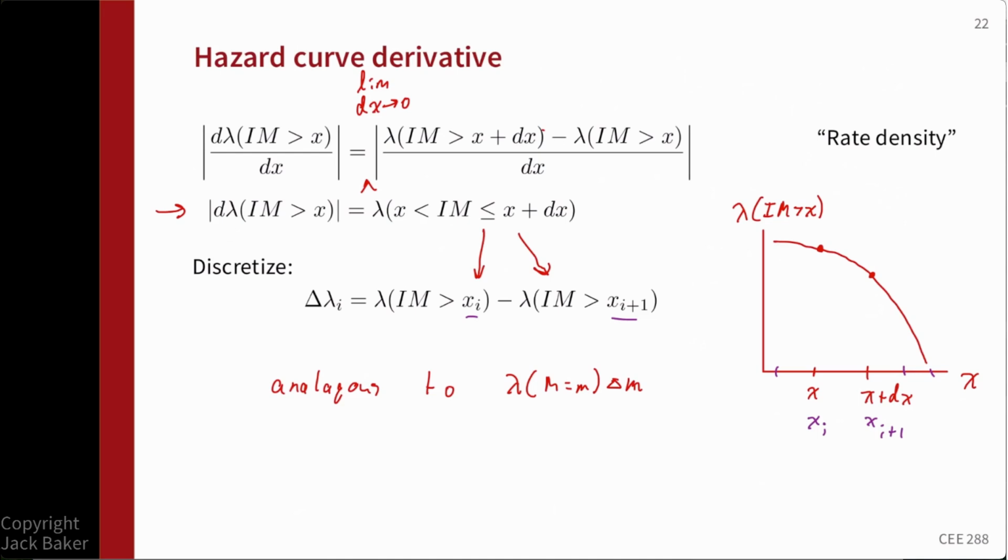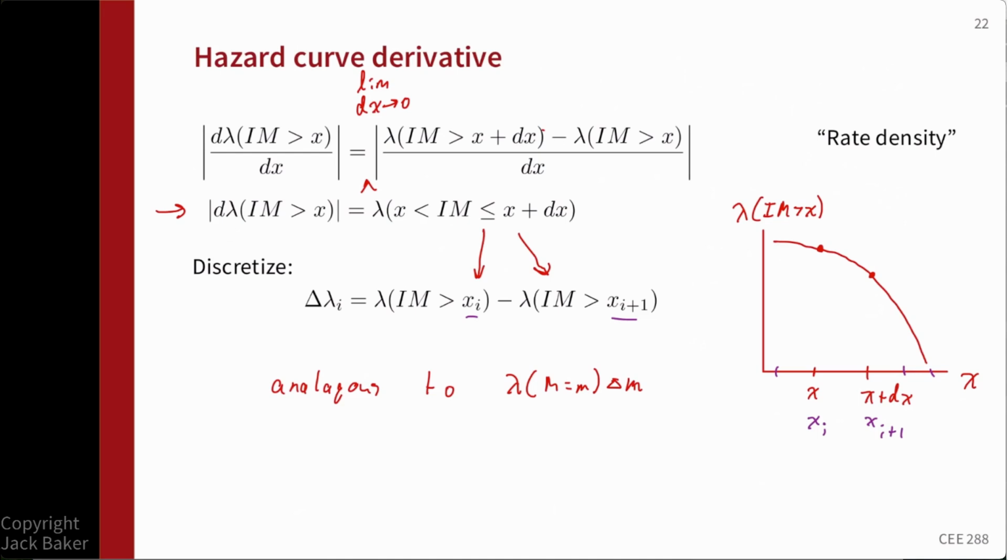Right? So there's a plot of a typical ground motion hazard curve. We've got intensity in terms of x on the x-axis, and then exceedance rates on the y-axis. And what we're doing here when we're taking the derivative is we're going to take this hazard curve at some point x, and at some point x plus dx, and we're going to take those two values. That's the numerator. So the hazard curve value at x plus dx is the first term. Hazard curve value at x is the second term. We'll take the difference between those two.